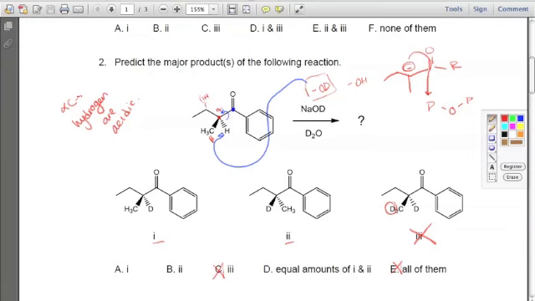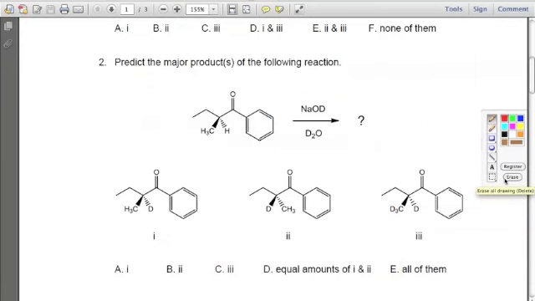So right now you have made a planar intermediate and you're going into a chiral compound. Would you be able to control the stereochemistry of this? As in, can you say, well, I'm going from planar and I'm going to add the deuterium to the back, or I'm going to add the deuterium to the front? You really can't decide that, so you're going to be getting equal amounts of both of them. So it's D.